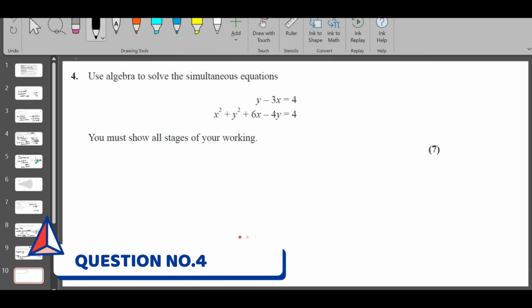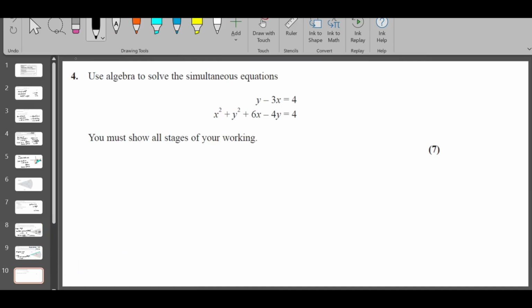Question number 4. It's a 7-mark question. We need to solve the simultaneous equations. From the first equation, we can write y is equal to 3x plus 4. Make y or x as a subject and sub it into the second equation.